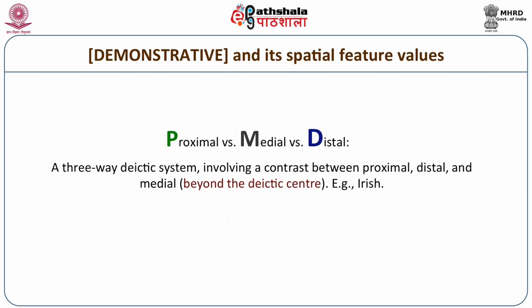A second group of languages can make a distinction between proximal, medial, and distal. This is a three-way deictic system involving a contrast between proximal, included in the deictic center, distal, outside or beyond the deictic center, and a medial, beyond the deictic center, but not really very far away. Irish is such a language.